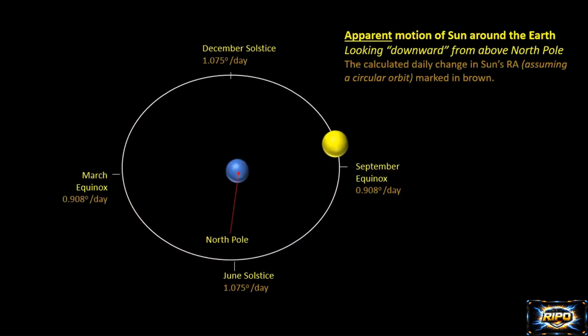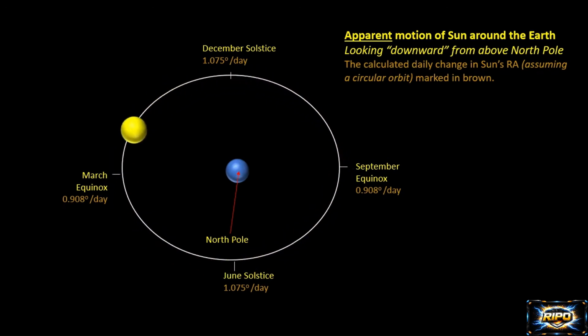Take a look at the picture in 2 dimensions from a point directly above the North Pole. Then the Sun's apparent orbit isn't circular at all, but it's flattened because of its tilt. If you watch the Sun as it goes round this apparent orbit, the right ascension of the Sun changes faster at the solstices and more slowly at the equinoxes.